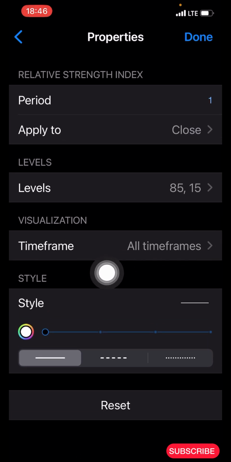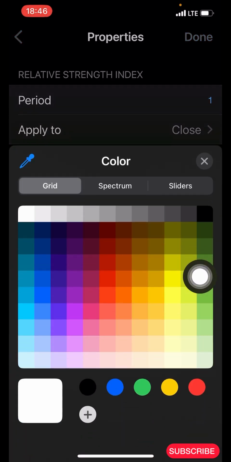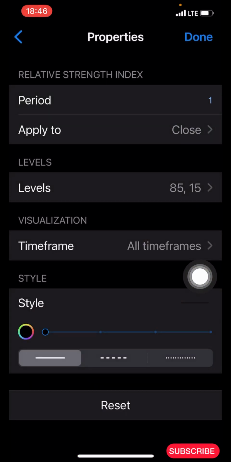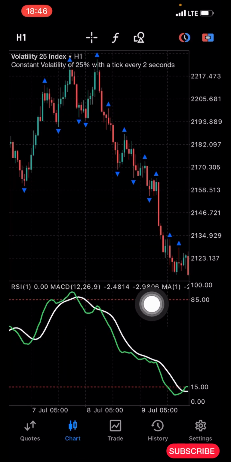Now the style for this one, you make it the color of your background, which is black, and you make the pixel 1 pixel, the lowest pixel there. And after that, you click on done. You are done with the relative strength index, which is our levels here. You can see the 85 and the 15 level here.